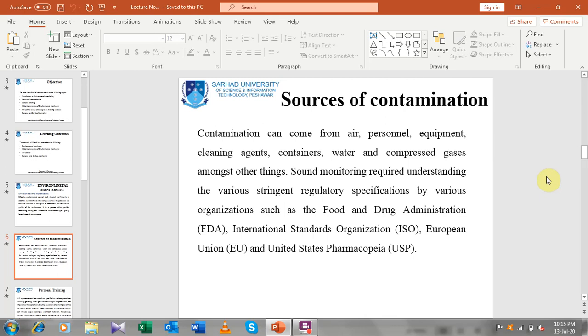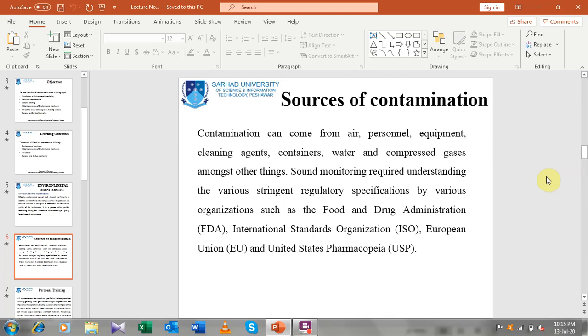Mostly the contamination can come from the air, as I told you in the previous lecture, how we will minimize and control airborne contamination. In that lecture I also told you about personnel-borne contaminants and the different strategies for controlling the airborne as well as the personnel-borne contaminants in the pharmaceutical industry.